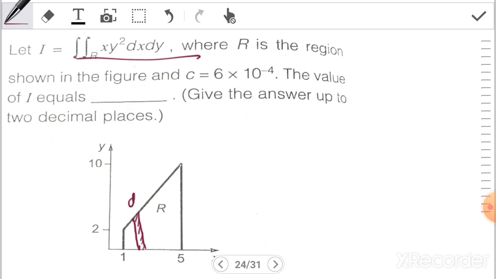With dx, where x is constant and y varies from y is equal to 0 to y is equal to, okay, let us find the equation of this line.